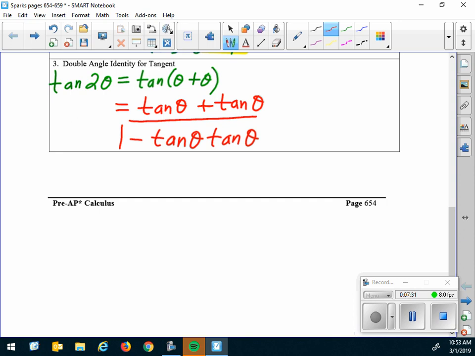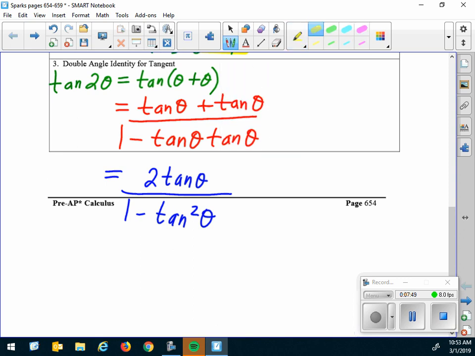Now we're just going to clean that up a little bit. Numerator, 2 tangent theta over, good, 1 minus tangent squared theta. Ladies and gentlemen, all we're going to do the rest of the lesson is work with those 3 formulas. Those formulas will be on your quiz.